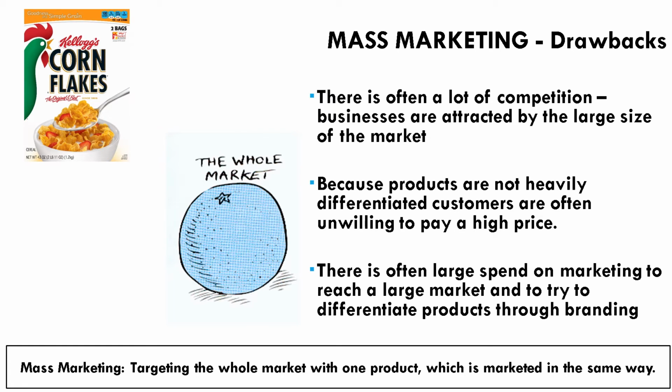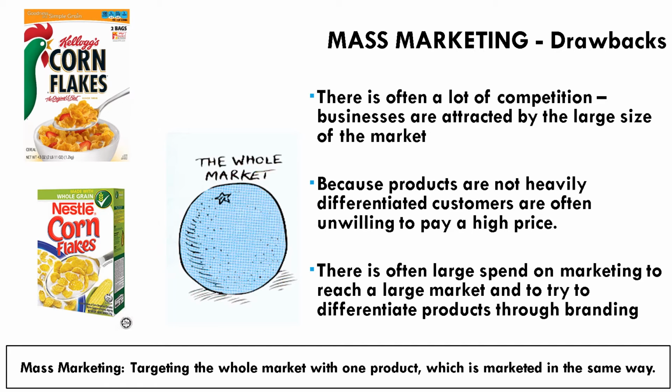However, mass marketing as a strategy has its drawbacks for businesses. For instance, because the market is so large, with so many potential customers, lots of producers may be attracted to it, meaning there may be a lot of competition, making it harder for businesses to build a large market share. Also, because products are not heavily differentiated from substitutes, customers are often unwilling to pay a higher price. If Kellogg's tried to increase the price of their cornflakes by too much, consumers might switch to a substitute, such as Nestle cornflakes.